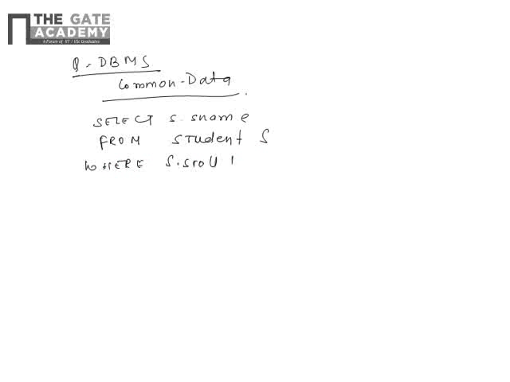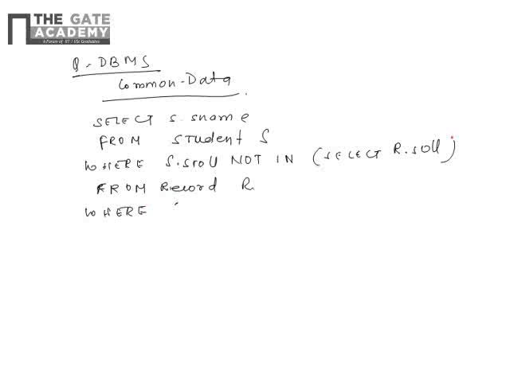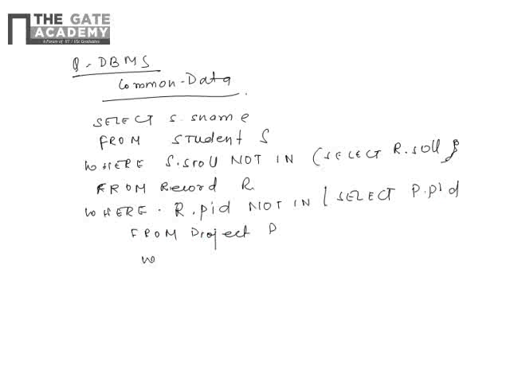S.Sroll not in (select R.Sroll from Record R where R.Pid not in (select P.Pid from Project P where P.subject is not database)). Sorry, the bracket is not there here. So that is the query.